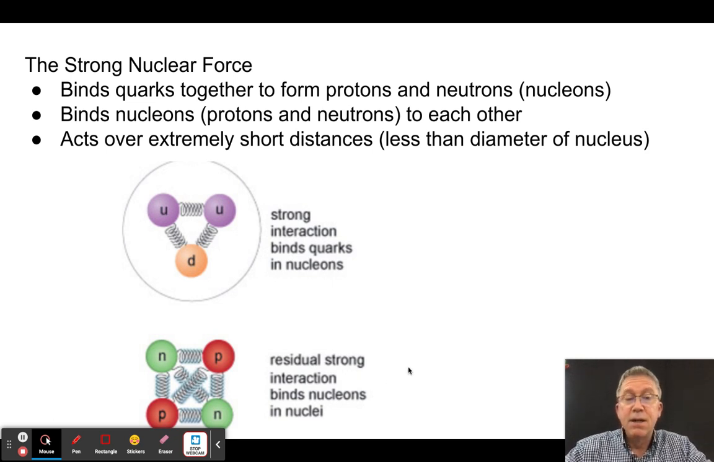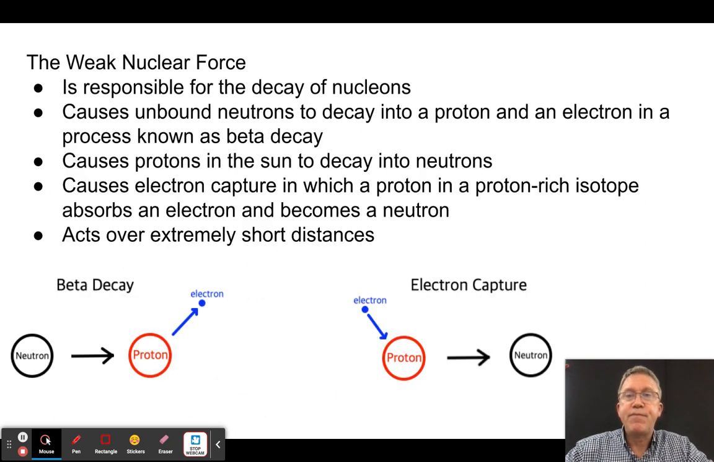So yes, it's a part of your life because pretty much every atom in your body has to have these forces working within it, but it's not something that we really see in action.